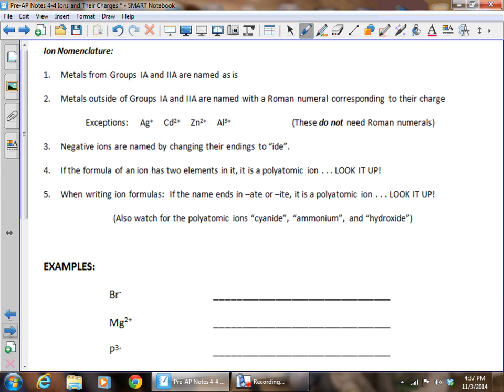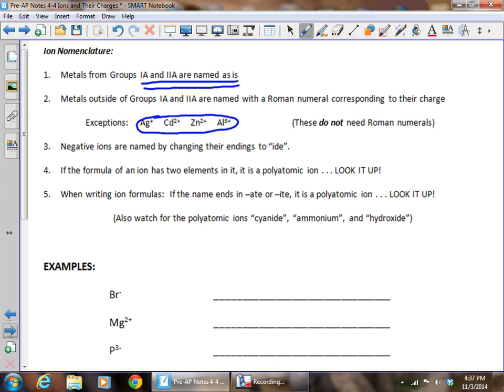If we have a metal from group 1A or 2A, they're named as is. They are our known charges. There are others that are named as is as well. Silver, cadmium, zinc, and aluminum are all known charges. We don't have to worry about specifying what their charges are. They do not need any Roman numerals.